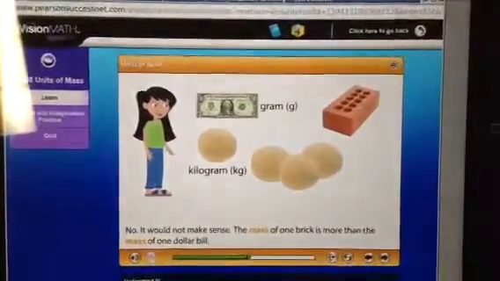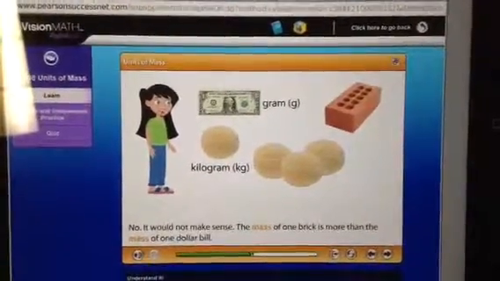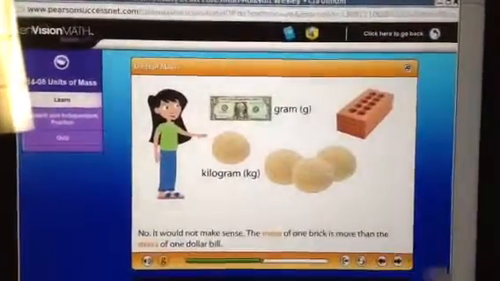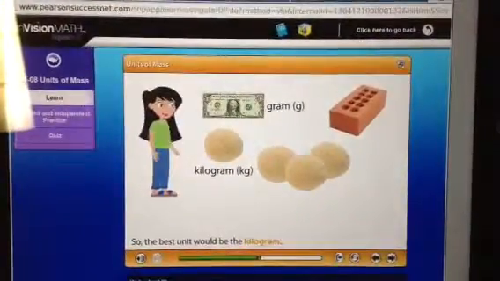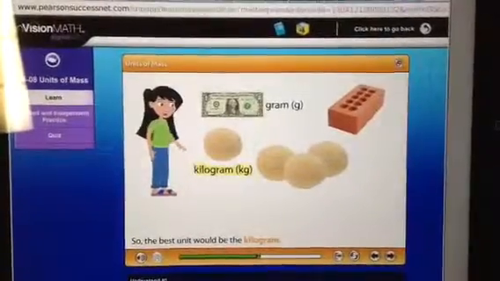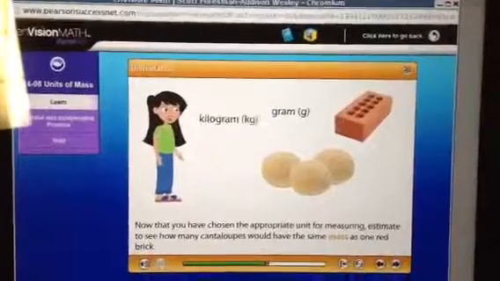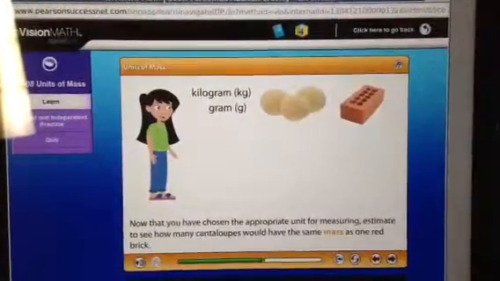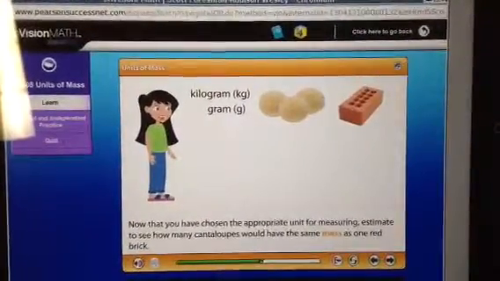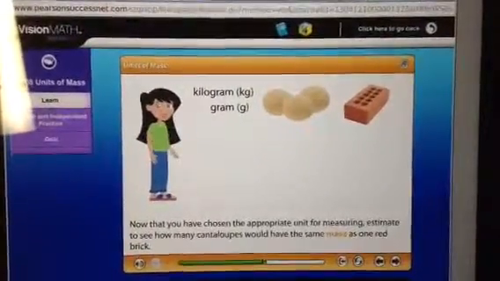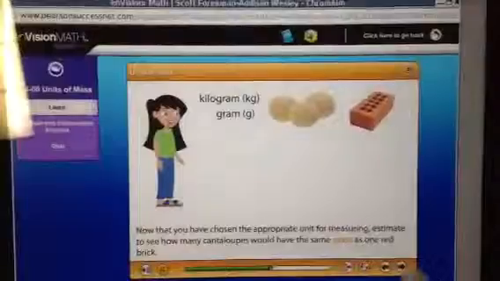No, it would not make sense. The mass of 1 brick is more than the mass of a $1 bill. So, the best unit would be the kilogram. Now that you have chosen the appropriate unit for measuring, estimate to see how many cantaloupes would have the same mass as 1 red brick.